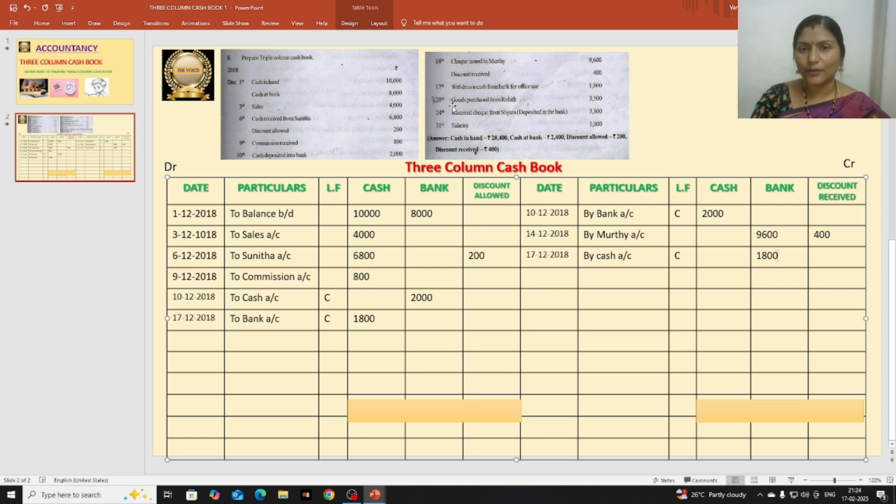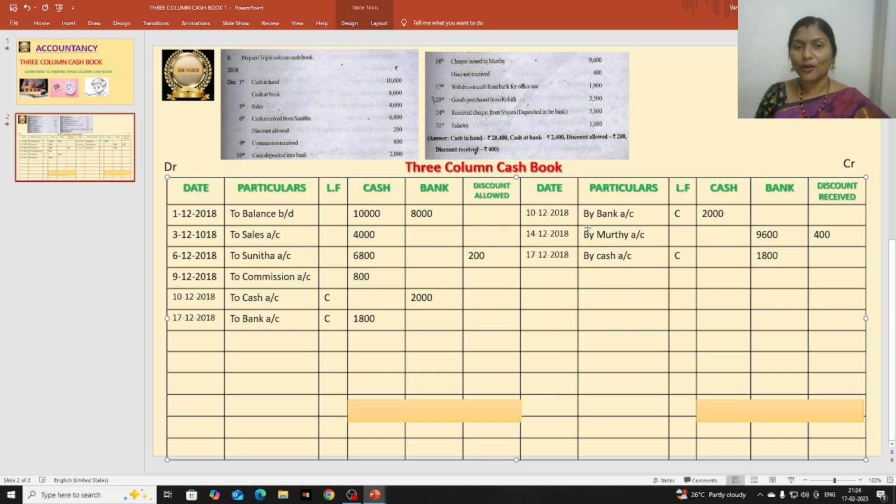Day 20. You can see here in the question, day 20. Goods purchased from Rohit 3500. So goods purchased from Rohit. This is a credit purchase. The business is purchasing goods from Rohit on credit basis. Whenever they are purchasing on credit basis, cash is not going out. They will pay on a later date.